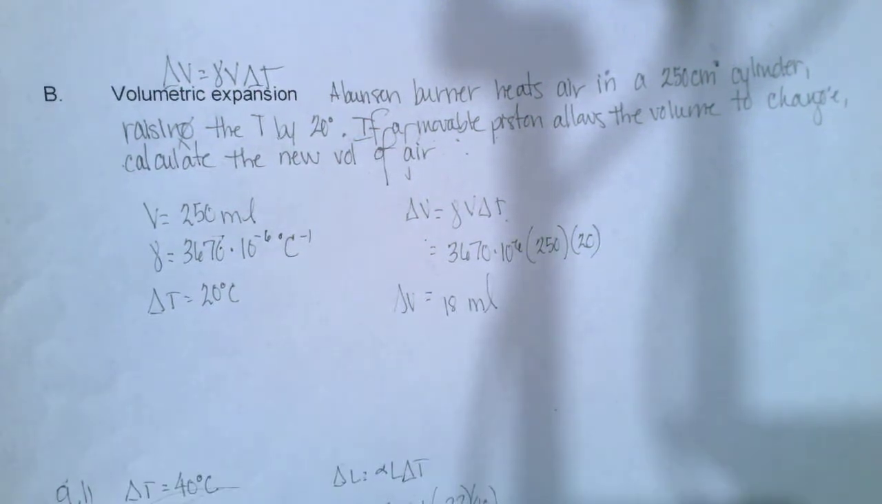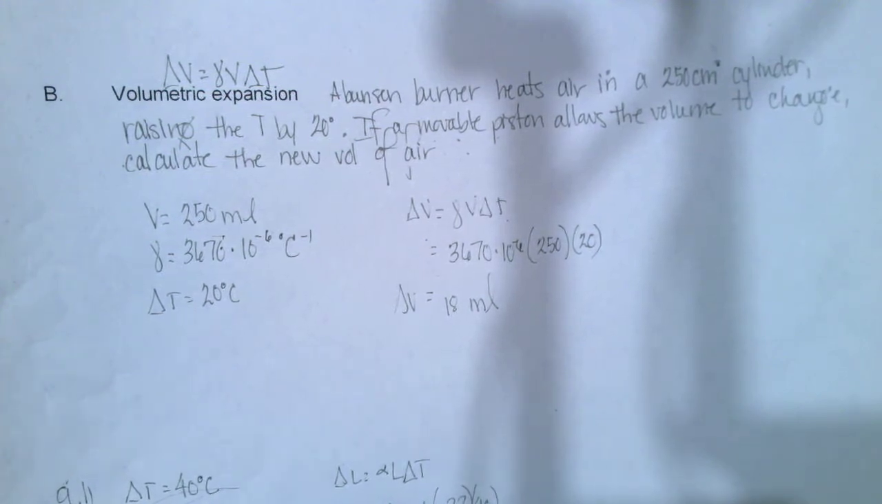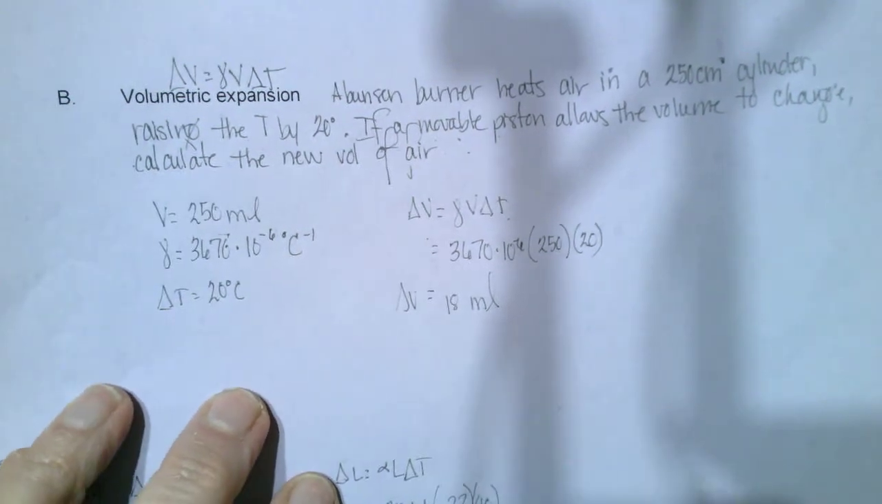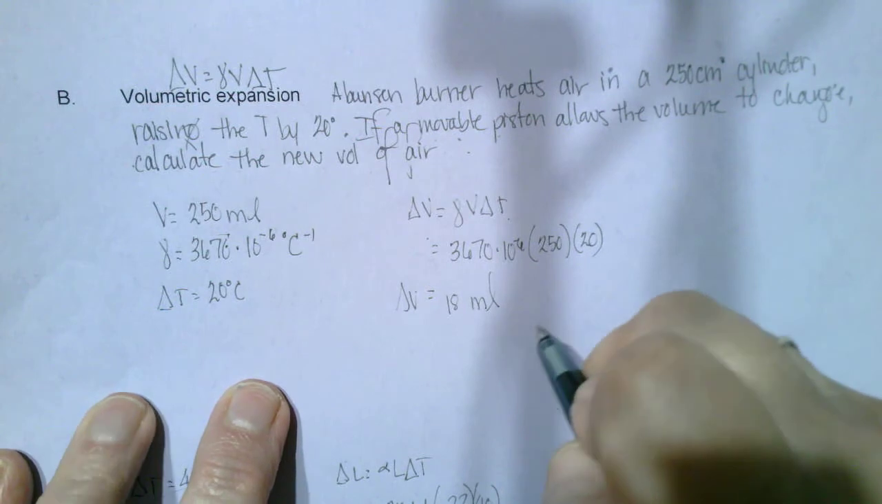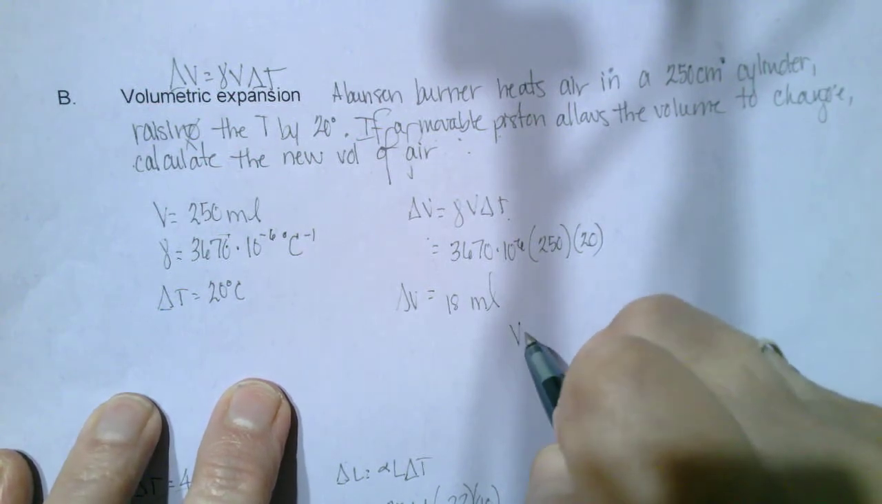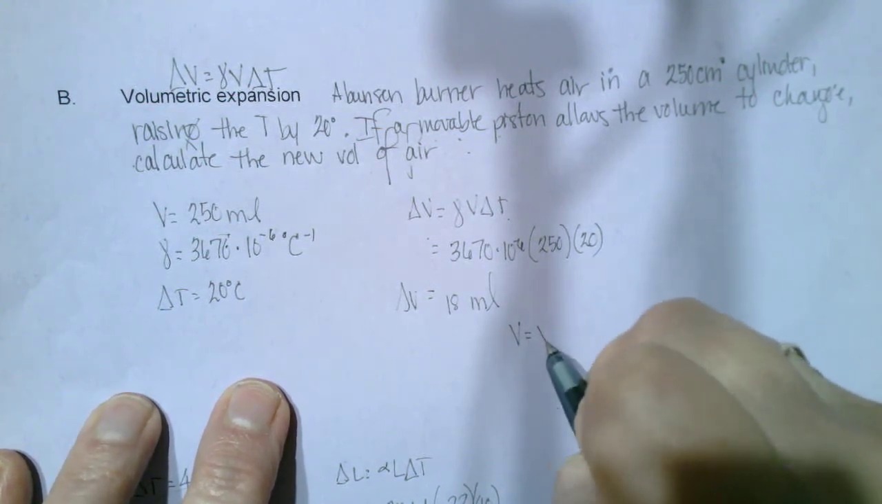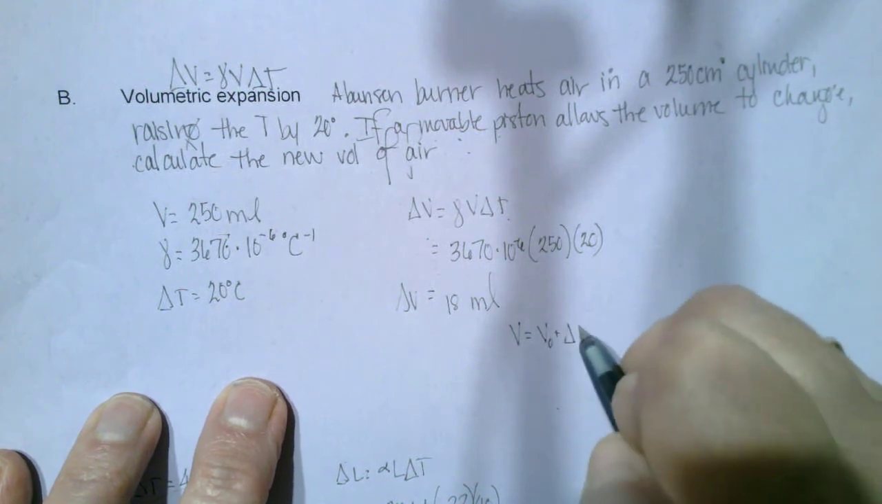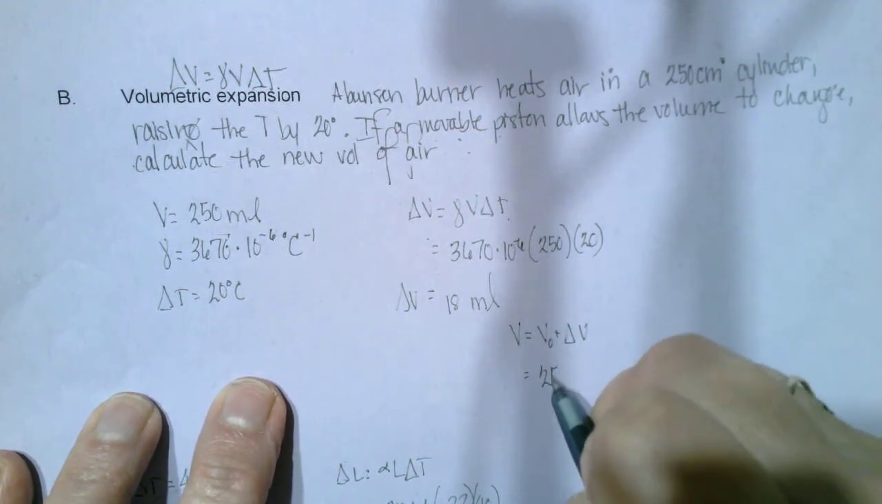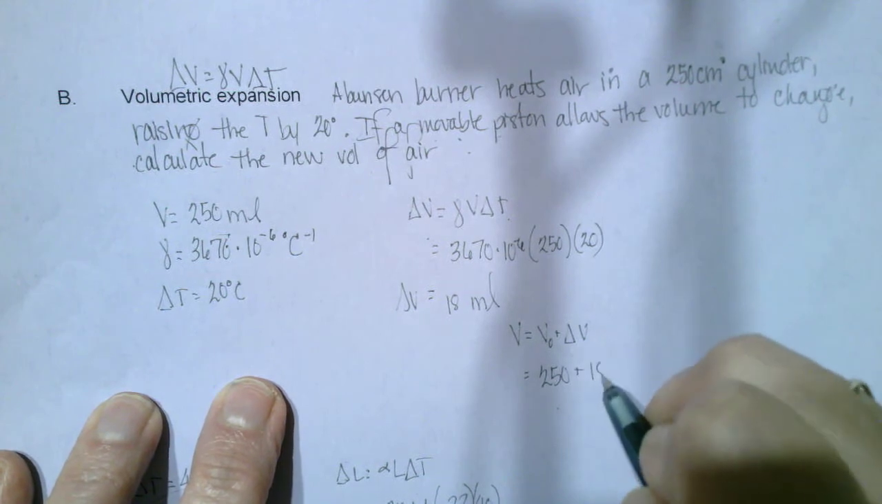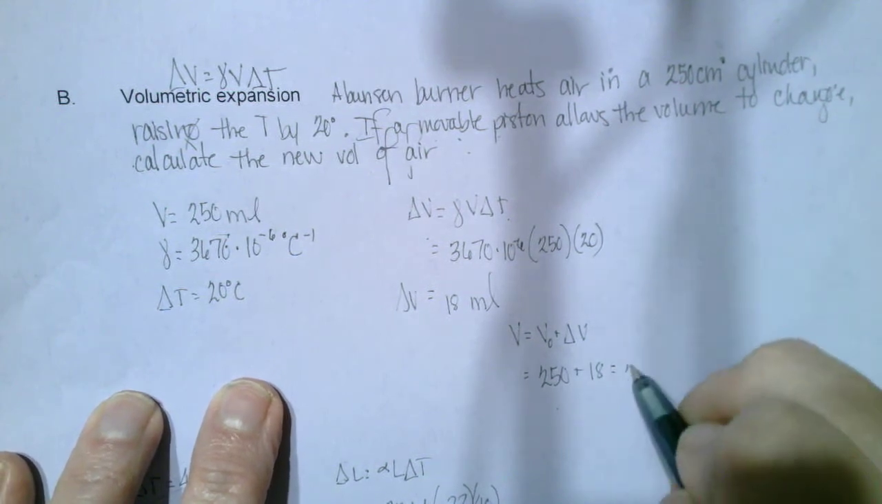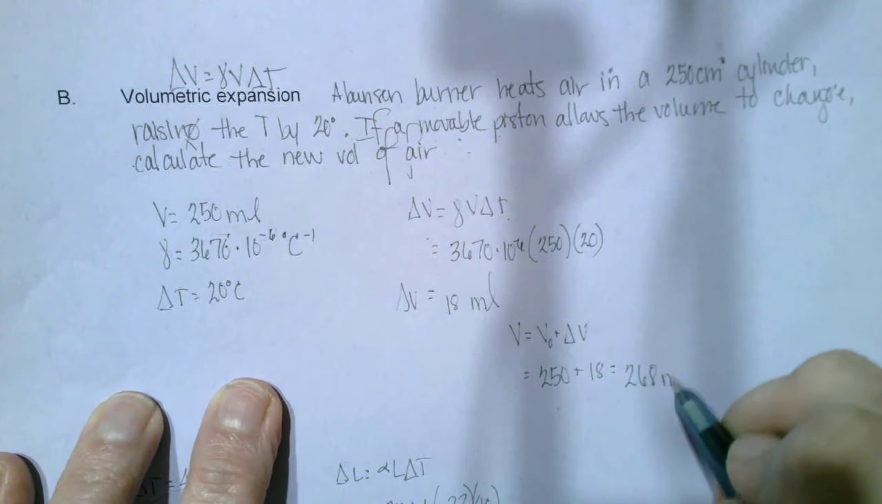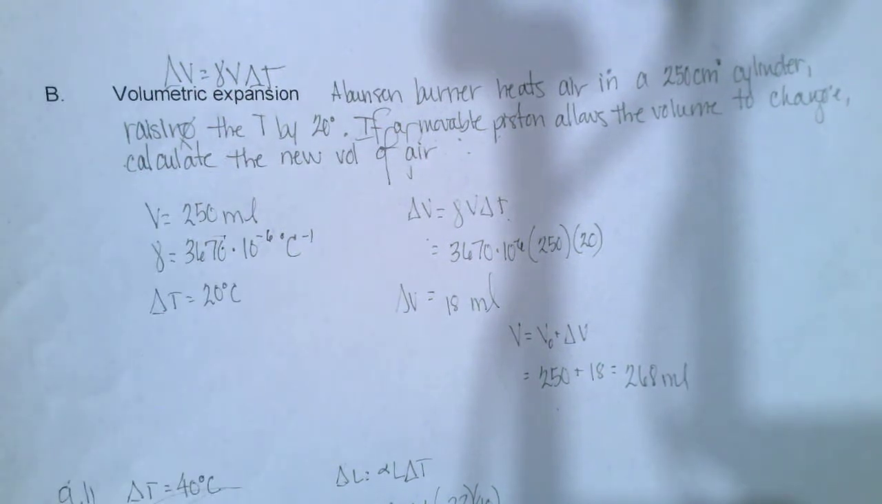It's asking you the new volume of air. It's not asking you by how much does the volume change. Make sure you're paying attention to how the question is worded. They're not saying what is delta V. They're saying what's the new volume of air. So my new volume of air is going to equal my original volume V naught plus delta V. So it's going to be 250 milliliters plus 18 milliliters, which gives me 268 milliliters.